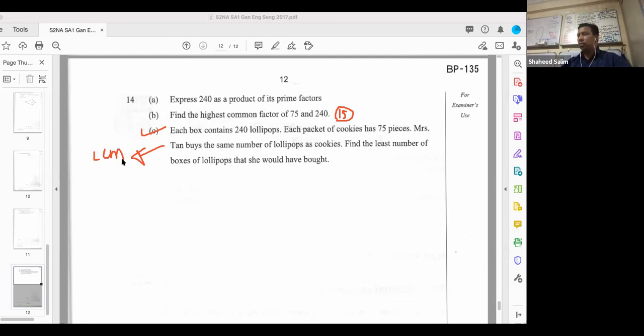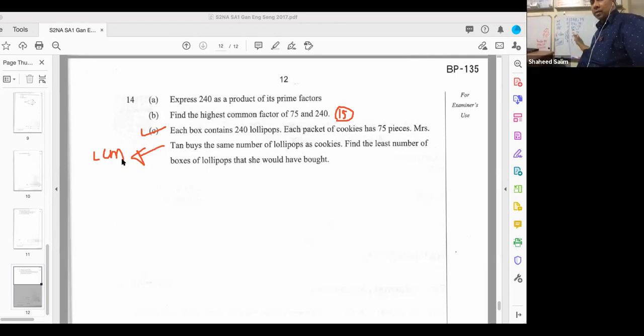You think, how to do it? Remember, we did LCM already. It's down here. It's 1,200 for 75 and 240.